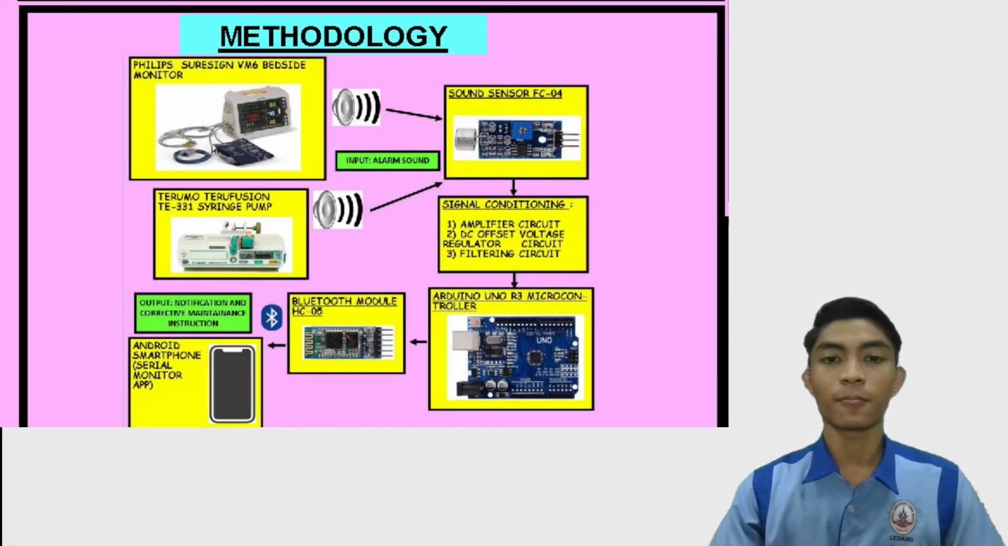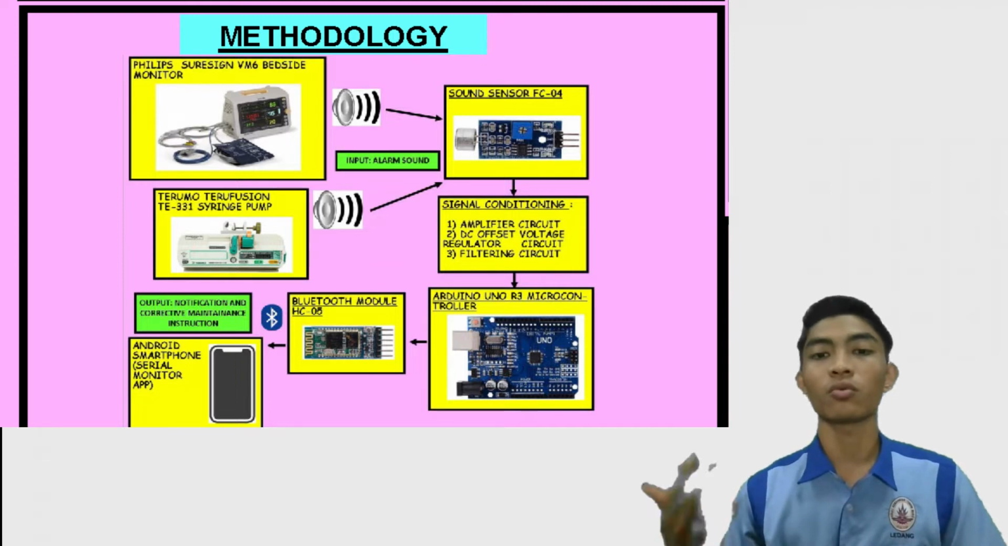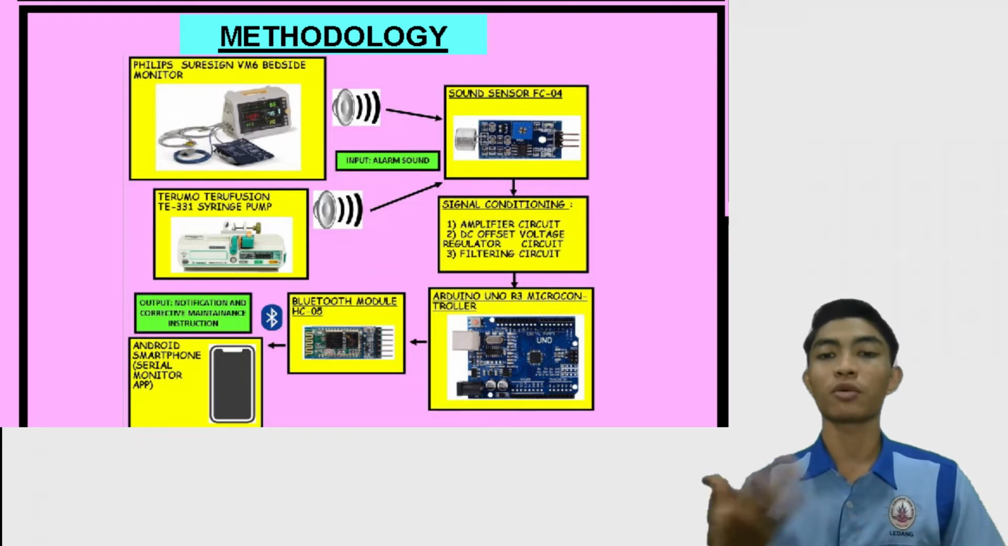Methodology of this project. In this project, we use two different medical equipment: first, Philips SureSigns VM6 bedside monitor, second, Terumo Terufusion TE331 syringe pump. So we need to know the function of the bedside monitor. It is used when the doctor wants to measure functions like heart rate, respiratory rate, blood pressure and temperature. The function of the syringe pump is to gradually administer small amounts of fluid with or without medication to a patient or for use in chemical and biomedical research.